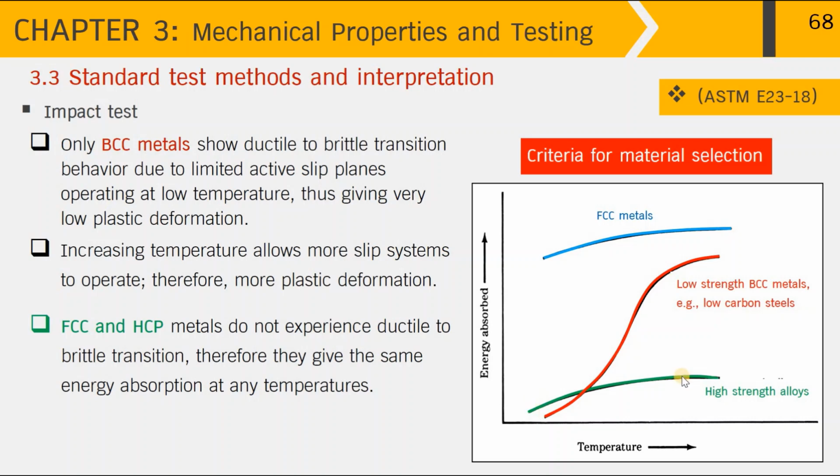But for other high-strength alloys, as you can see from the green curves here, the absorbed energy is not sensitive to the temperature, but some might absorb less energy in service, so we have to be careful, because they might have high strength but with limited ductility, and that will result in lower toughness, unfortunately.